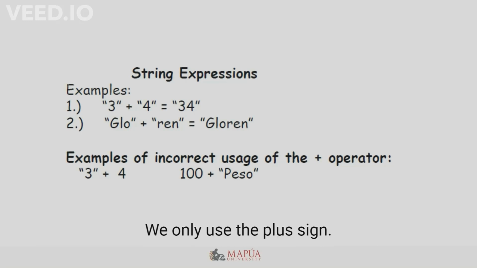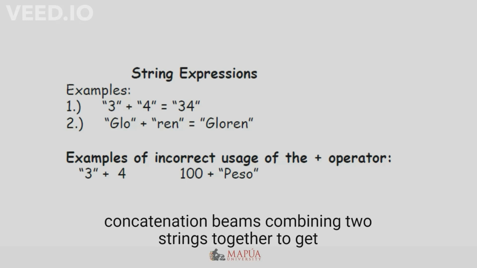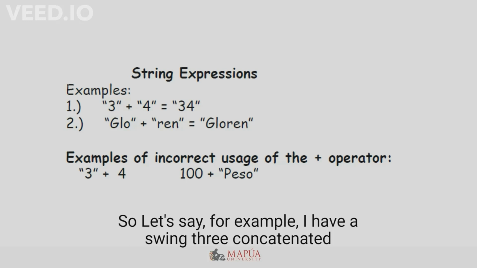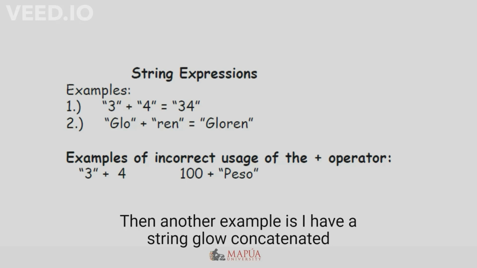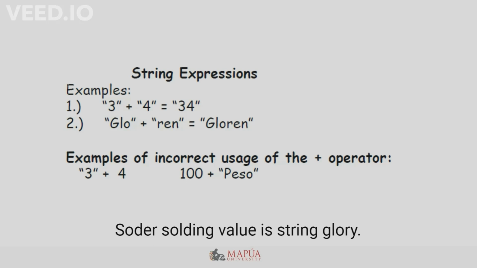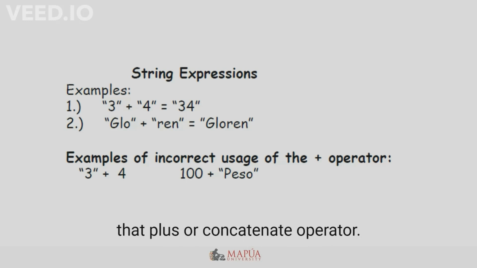For string expressions, we only use the plus sign. The plus sign is not addition, but rather concatenation. Concatenation means combining two strings together to get the resulting value. Let's say, for example, I have a string 3 concatenated with string 4. The answer is string 34. Then another example is I have the string glow concatenated with the string ren, so the resulting value is the string glowren.